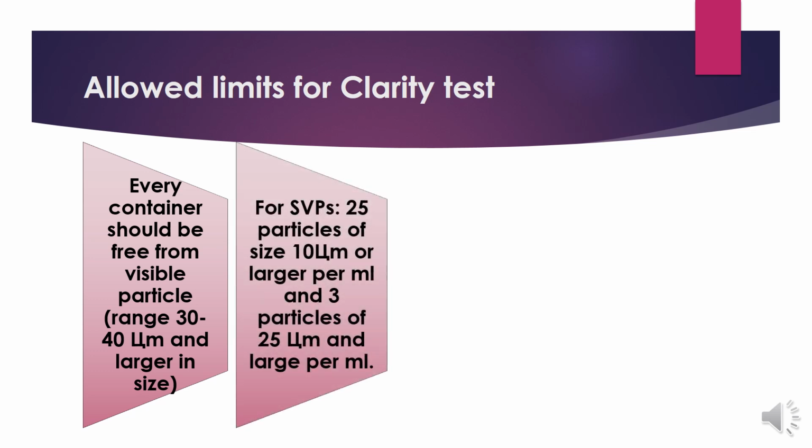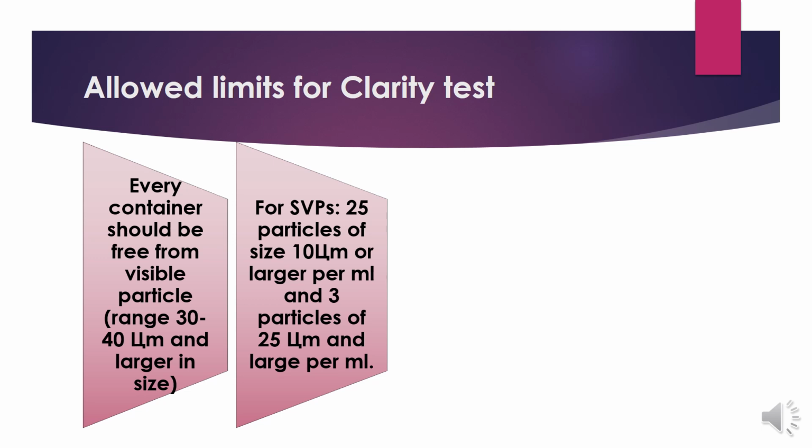Second, for small volume parenterals, or we say SVPs, 25 particles of size 10 micrometer or larger per ml are allowed, and 3 particles of 25 micrometer and larger per ml are allowed. So this is the allowed limit for small volume parenterals for those subvisible small particles that are not visible without any instrument or microscope, but still there is a limit.